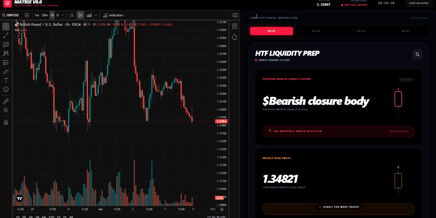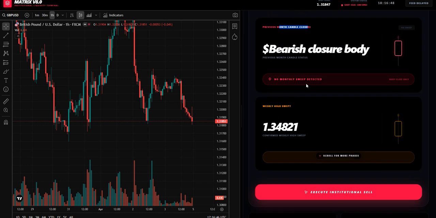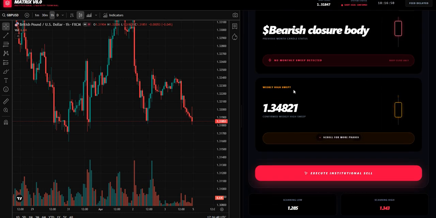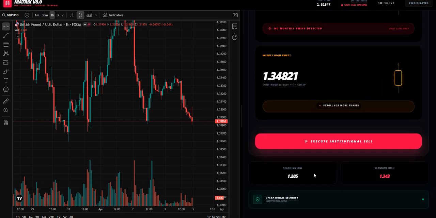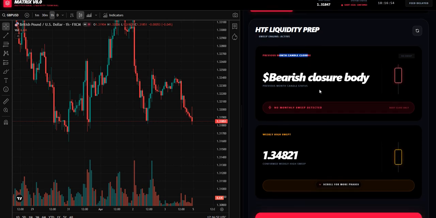The institutional overflow. Now, this here is going to be looking for any higher time frame liquidity. In terms of high time frame, we're going to be looking at the monthly time frame and also at the weekly time frame, and this will give us bias pretty much. You can see that this is currently working. Now, on the monthly time frame, it says there's no sweep. So the monthly time frame has not swept liquidity.